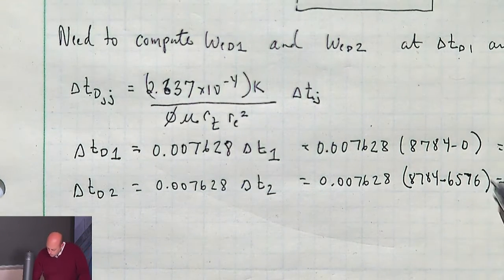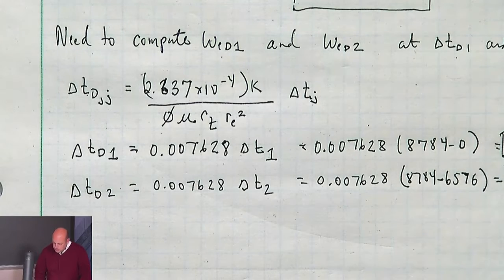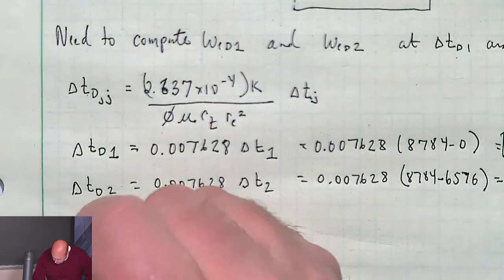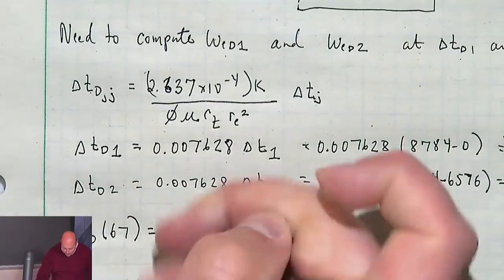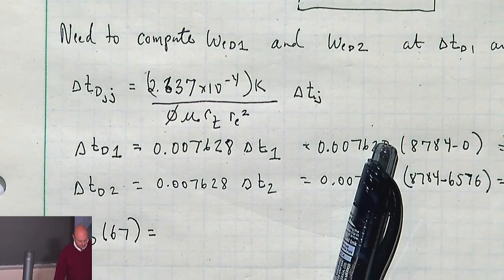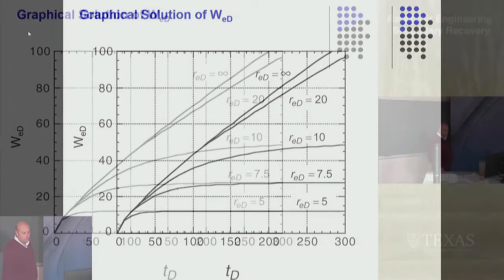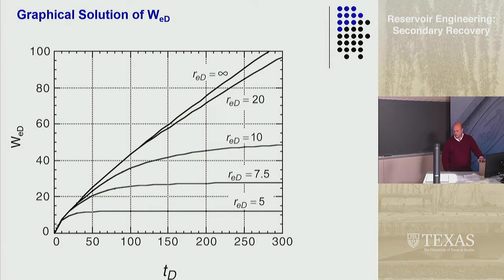Okay, so now we have these delta TDs. We can use those to calculate WED. And remember I told you that it was infinite acting, so I don't have to worry about what the dimensionless radius is. It's only a function of delta TD. Now what I want you to do is calculate WED of 67. And I'm going to ask you to start by using the plot. Okay, so TD is 67. So what is WED? Doesn't have to be perfect, just give your best estimate as possible.